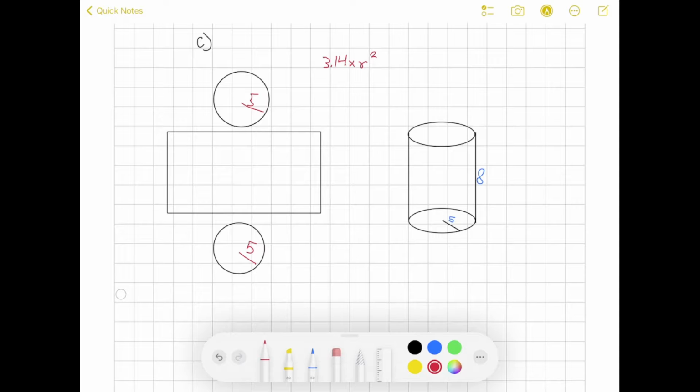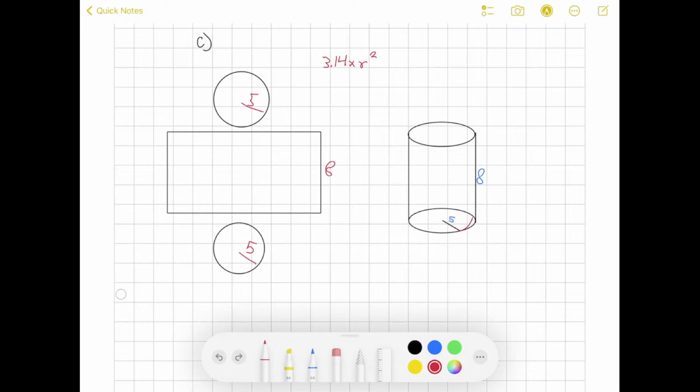But how do you find the length of our rectangle here? Well, we already know that the height is 8 from over here. So how do we find our length? Right? How do we find that? Well, here's the trick. The length of this rectangle is equivalent to the perimeter of the circle.